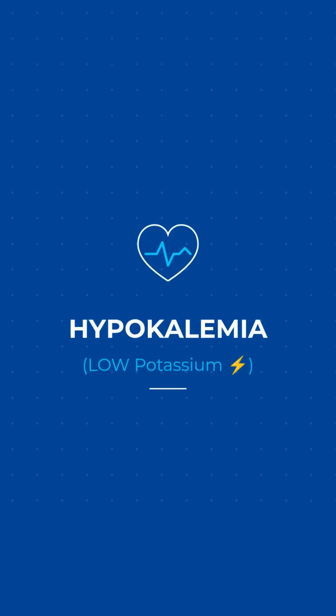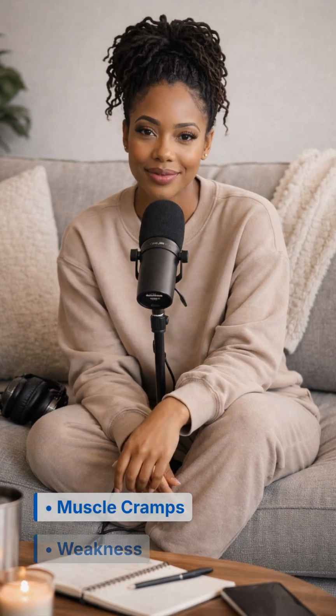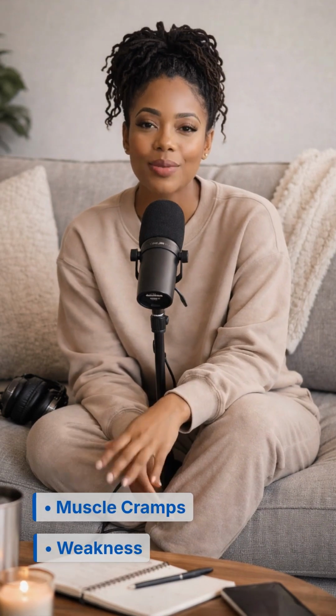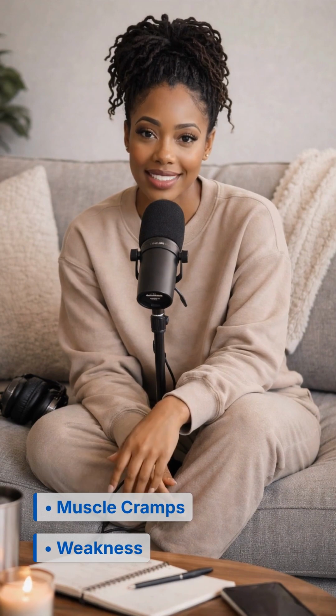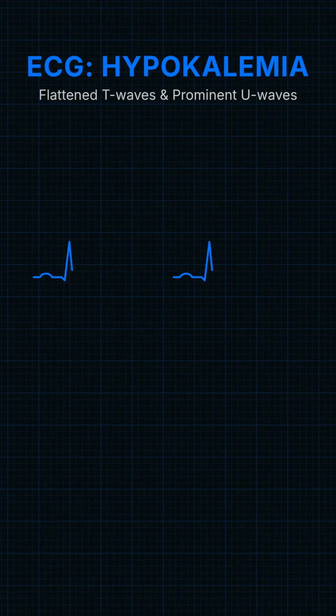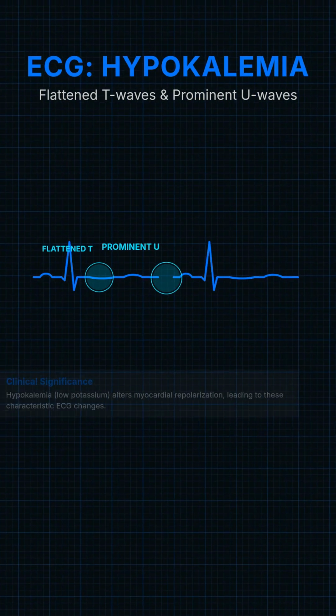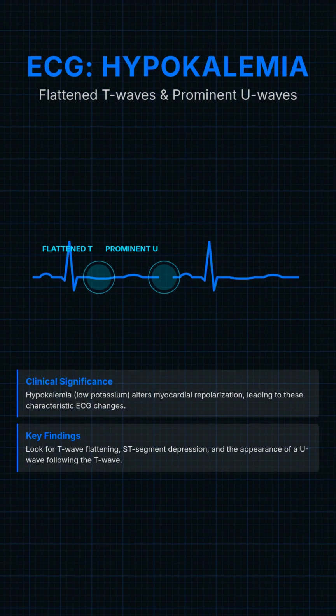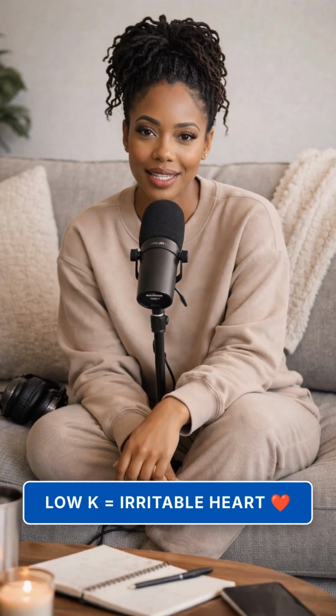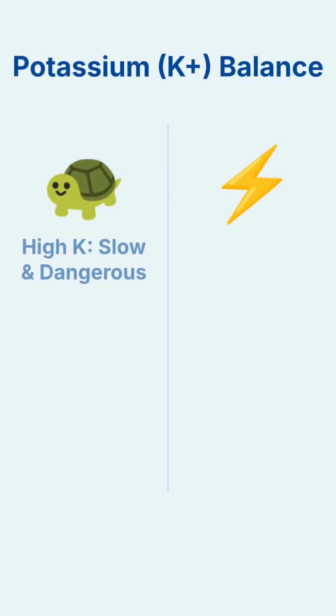Now low potassium, hypokalemia. This is the opposite. Everything becomes more excitable, more irritable. So you might see muscle cramps, weakness, and cardiac arrhythmias. On ECG, flattened T waves and U waves. So think low potassium, irritable heart. That contrast will help you remember it every time.